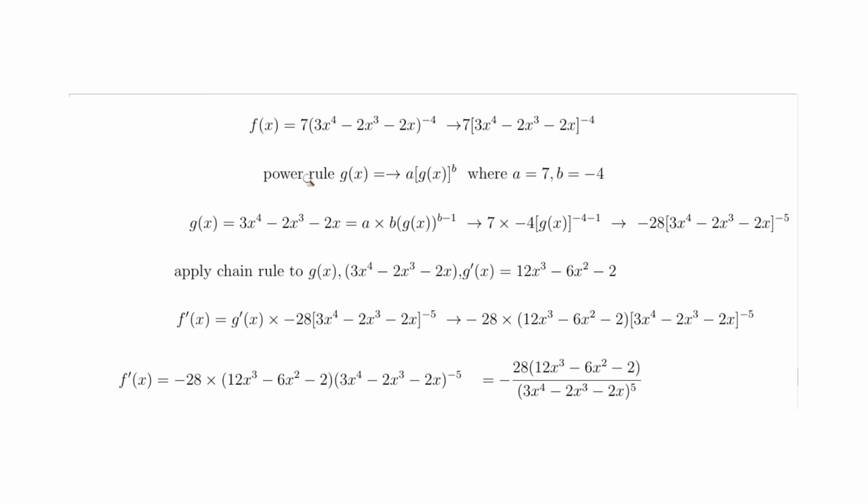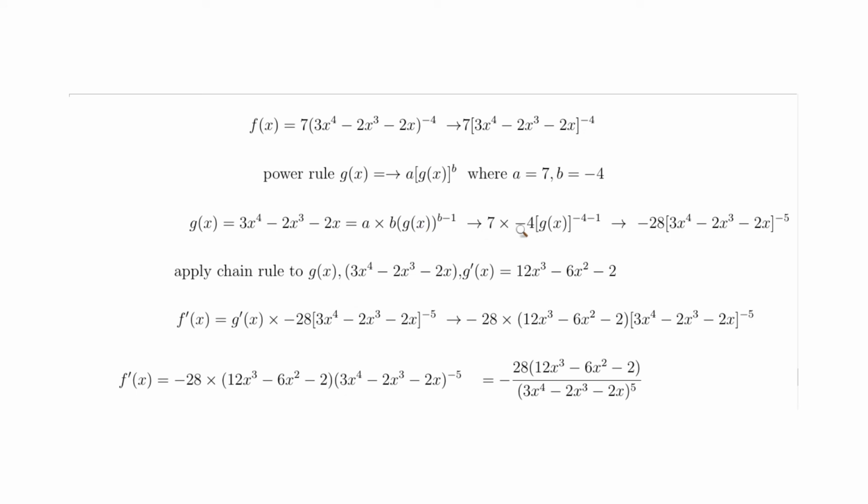Okay, so applying the power rule with our function inside, which we'll call g of x. So 3x⁴ - 2x³ - 2x, we'll just call g of x. So we've written that here. So now applying the power rule, a times b times g of x to the power of b minus 1. As we did before, just leave it as g of x because it's easier to do there rather than keep writing this out inside. Just leave the g of x.